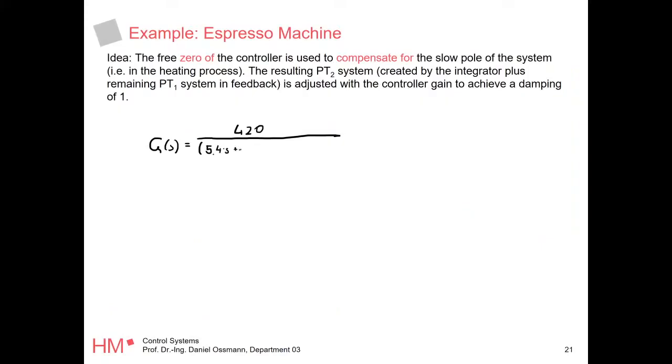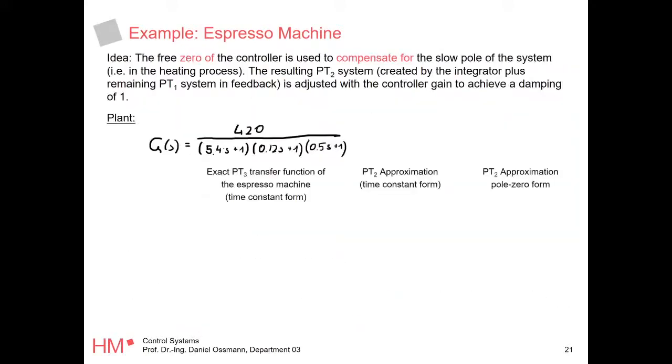5.4 times S plus 1, 0.12 S plus 1, and we have 0.5 S plus 1. So that's the time constant form. The problem is we have a polynomial of third order. We have a PT3 system. And if we have a polynomial of a third order, it's always kind of complicated. This is why we're going to do an approximation.